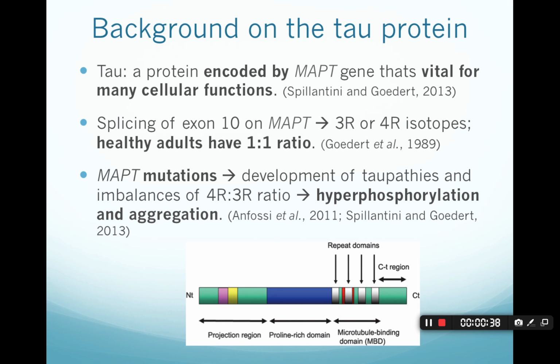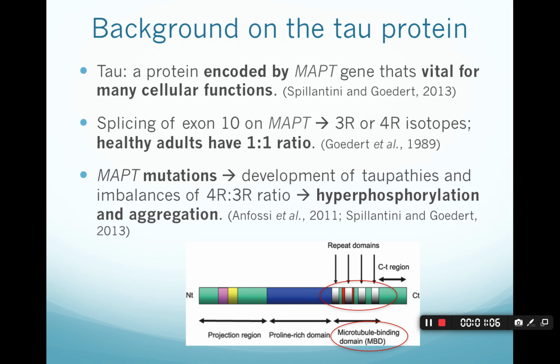Alternative splicing of MAPT exon 10 results in isoforms with either 3 or 4 carboxy-terminal microtubule binding repeat domains. I included this image to make it easier to visualize. You can see the microtubule binding domains, on which there are 4 repeat domains in this image. These 3R and 4R domains are expressed in approximately equal amounts in the central nervous system of healthy adults.